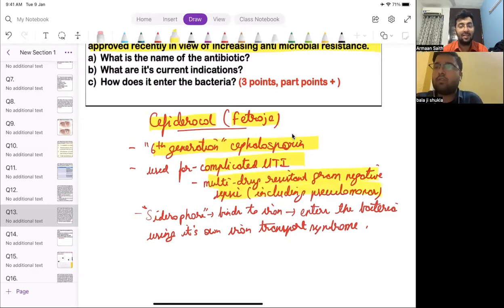Now, how it acts is, this is a siderophore antibiotic. It binds to iron and then it uses the iron transport mechanism of the bacteria to enter into the bacteria and then inhibit cell wall synthesis. The advantage of this antibiotic is that it bypasses the porin channels. And the porins are the areas in the gram-negative bacilli which have the maximum mutations for causing resistance. So the siderophore binds to iron and enters the bacteria using its own transport mechanism. Therefore, it is said to have a Trojan horse mechanism.